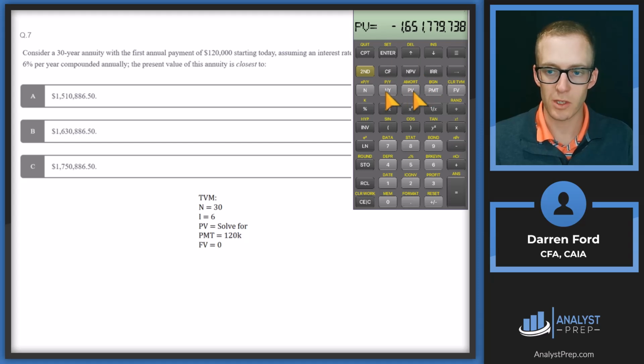And one thing we need to adjust here, because the first annual payment starts today, we need to go into beginning mode. So we go into beginning mode, and then we'll hit compute present value. Sorry. And so we should get 1.75 million.